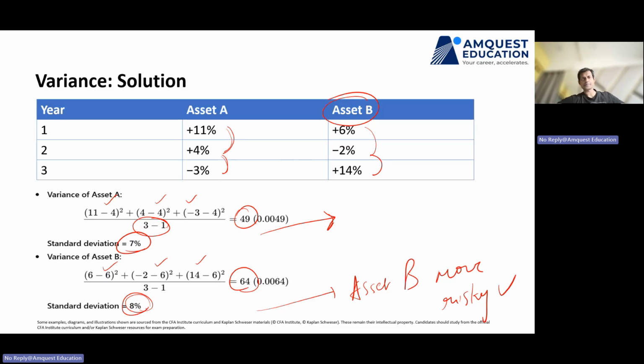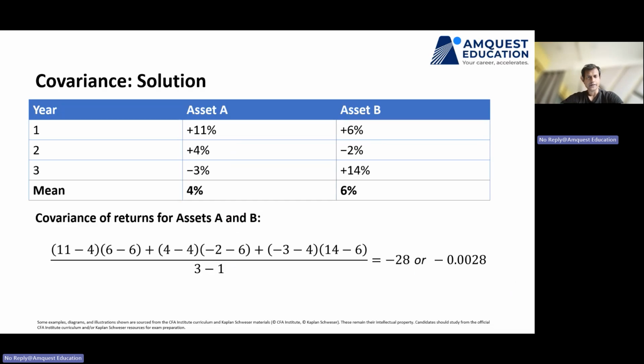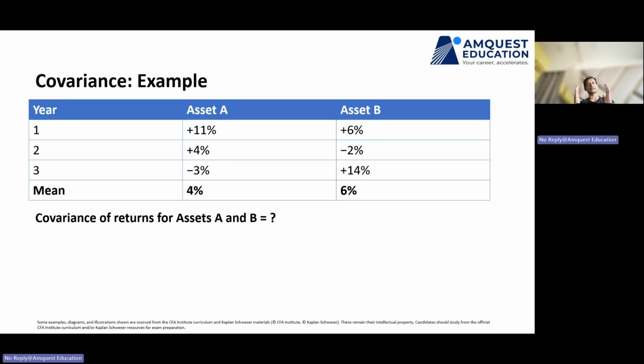So you learn two things: arithmetic mean and variance. Okay? And also standard deviation. Now let's look at covariance. Covariance as a concept is nothing but the extent to which the two assets are correlated to each other. That is what we call covariance. Now what is covariance? Simple funda.